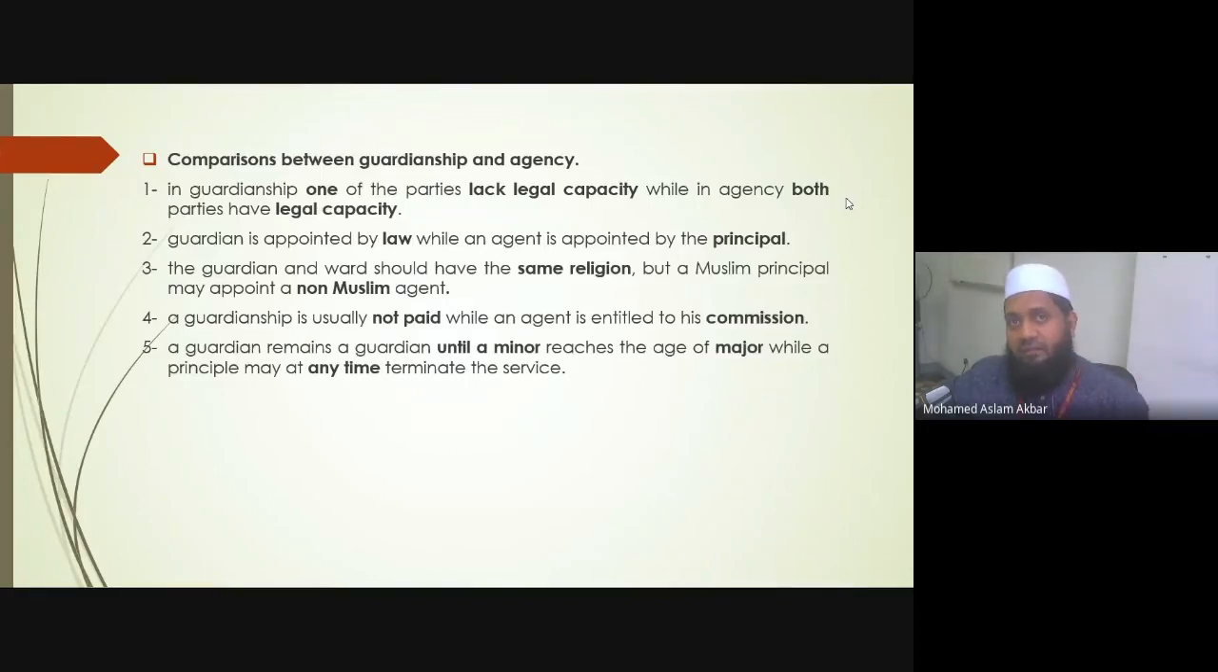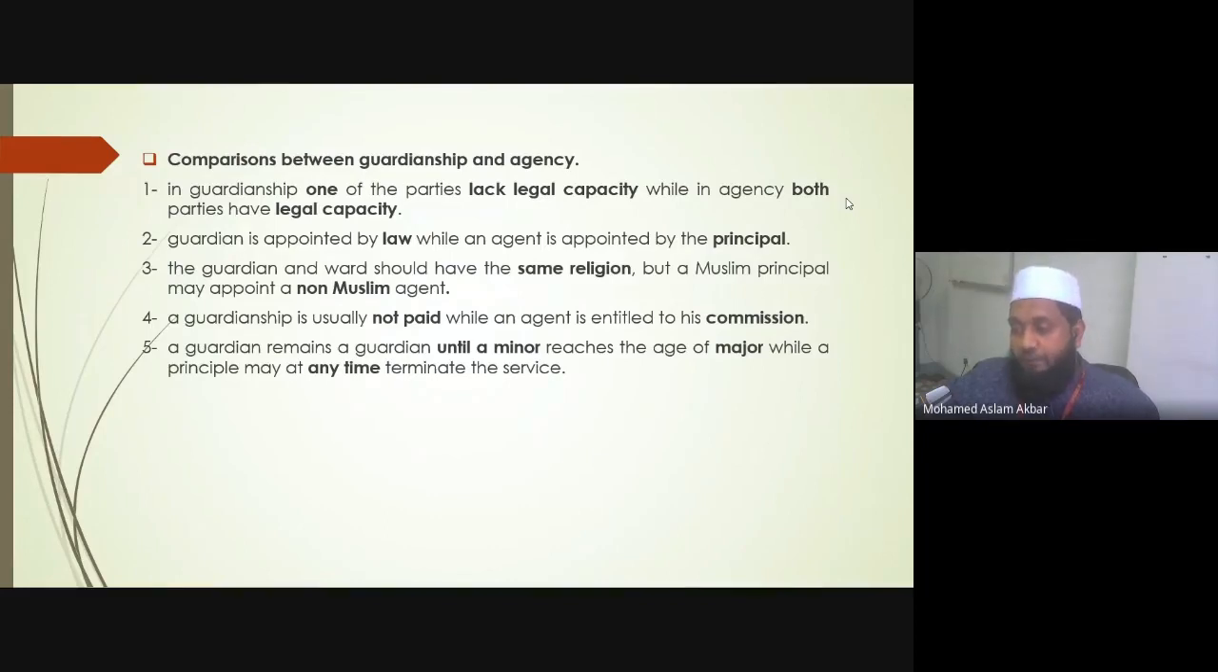For example, a minor versus a grandfather, or maybe a lunatic versus an uncle. This comes under walaya. But for the agency, both of us, you and me, for example, you can become my wakil and I can become your wakil. So that is the first criterion of comparison. The second criterion of comparison is that a guardian is appointed by law, meaning appointed by sharia, while an agent is appointed by the principal. For example, I am the muwakkil, or you can call me asil or muwakkil. So I am the principal. I can appoint anybody to become my agent, right? So appointment comes from me if it is wakala, but appointment comes from sharia if it is walaya. You got the point?